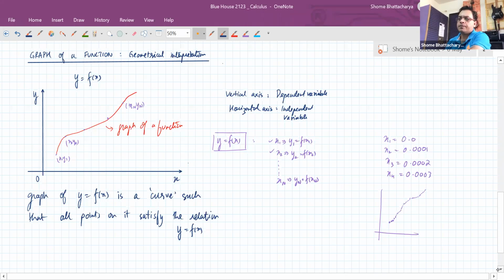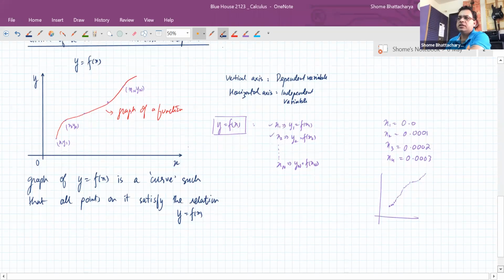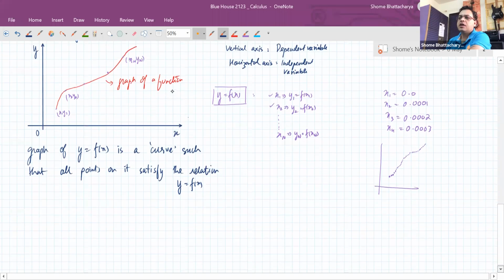So can it be a straight line? Yes, the graph can be a straight line. In fact, in the case of a linear function, it is a straight line. So common examples of graphs, if we take.